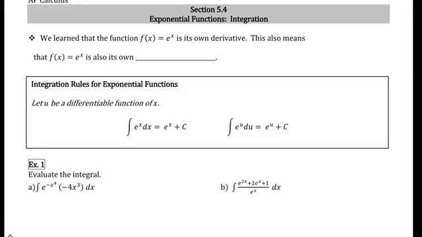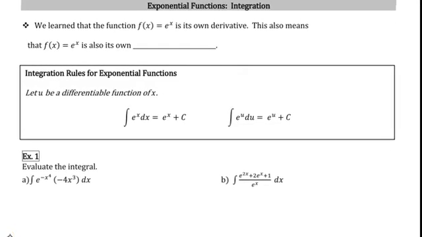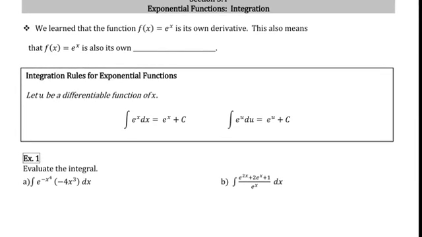Okay, on to 5.4, exponential functions with integration. We already looked at these earlier. Do you remember back in chapter 2 again when we were looking at chapter 5 stuff? We looked at the derivative of e to the x. It was just e to the x. So we learned before that e to the x is its own derivative. So what does that mean? You got it. It's its own integral.